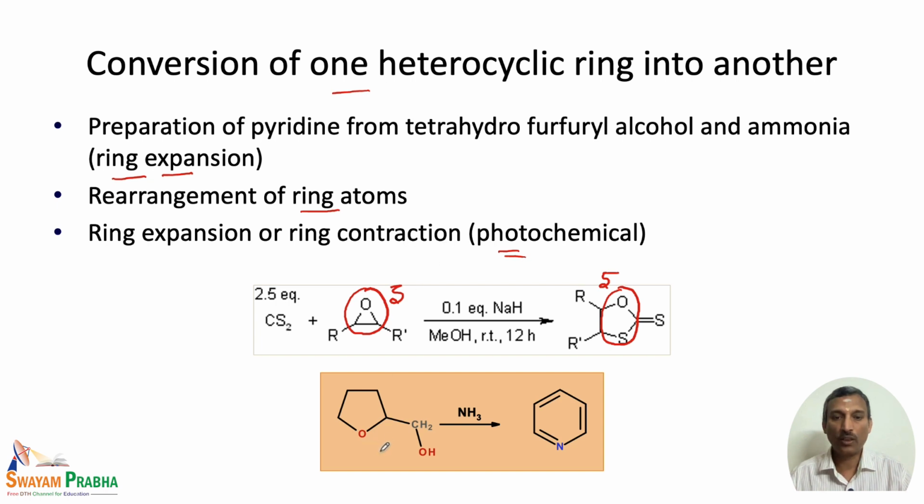So, in this particular case we have tetrahydrofuryl alcohol. This is a 5-membered ring. When treated with ammonia, it is converted to a 6-membered pyridine. So, that means one heteroatom, that is oxygen, is replaced by another heteroatom, nitrogen. This is also possible in the case of ring expansion, or this is an example of conversion of one heterocyclic ring into another heterocyclic ring.